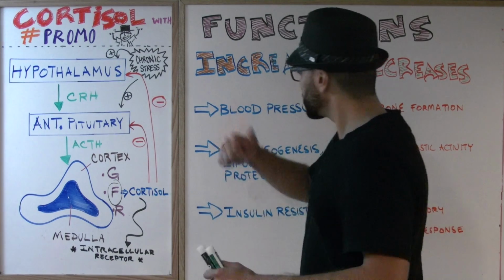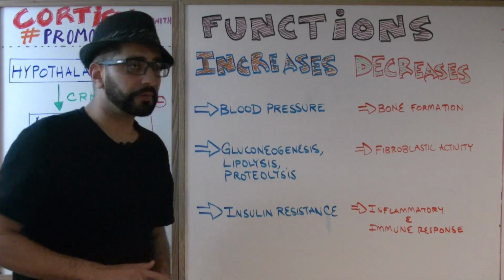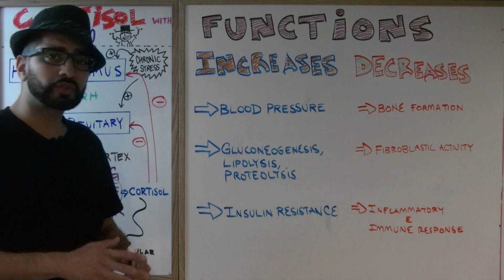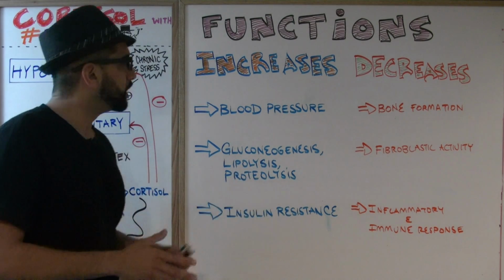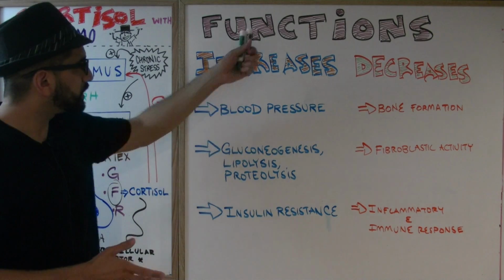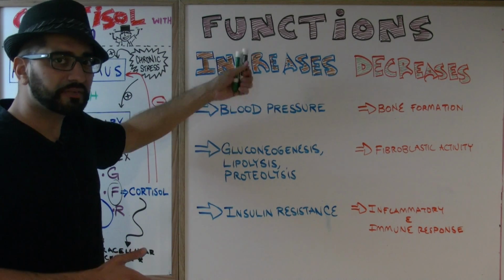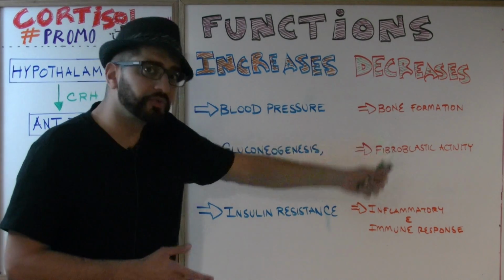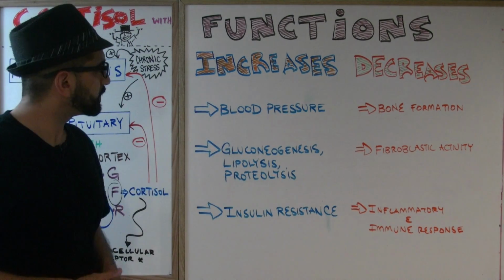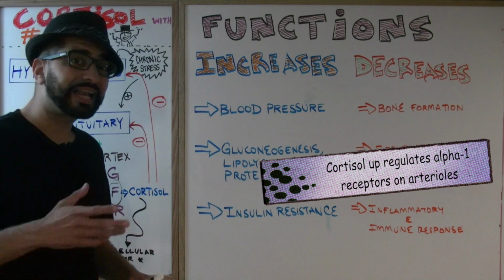So let's look at this side of the board, and I will move on to this side of the board. So some of the functions of cortisol. What happens when we have too much cortisol? Or just in general, what happens when we have cortisol? So on the left column over here, I broke it down into, well, cortisol increases a few things in the body. And on the right side, cortisol decreases a few things in the body. So let's start over here on the left. Increases blood pressure. How does it do that?